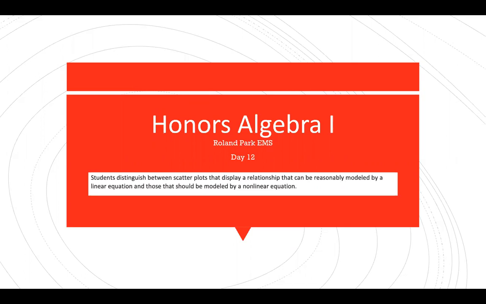So this would be the 12th lesson of this, but we skipped 1 through 11. So if we look at the objective for today, students will distinguish between scatter plots that display a relationship that can be reasonably modeled by a linear equation and those that should be modeled by a nonlinear equation. So again, we're going to look at scatter plots and see whether they look like it would be a linear line that would connect them all, or a nonlinear equation.